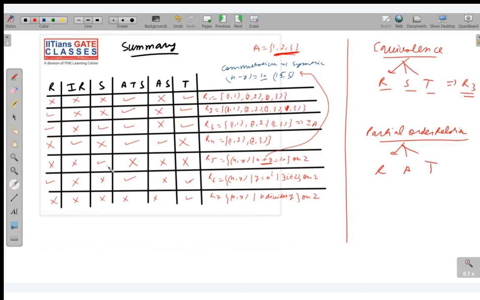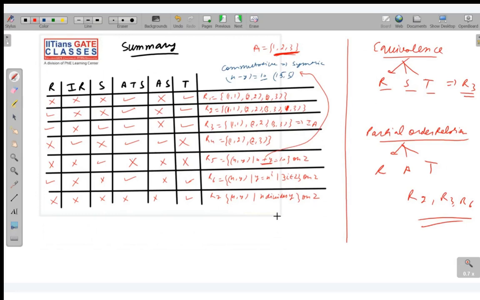And what about partial order relation? Reflexive, antisymmetric, and transitive. So you can check that out. It will be R2, R3, and R6. You can check that out. So take a snapshot. I will jump to the next slide now.